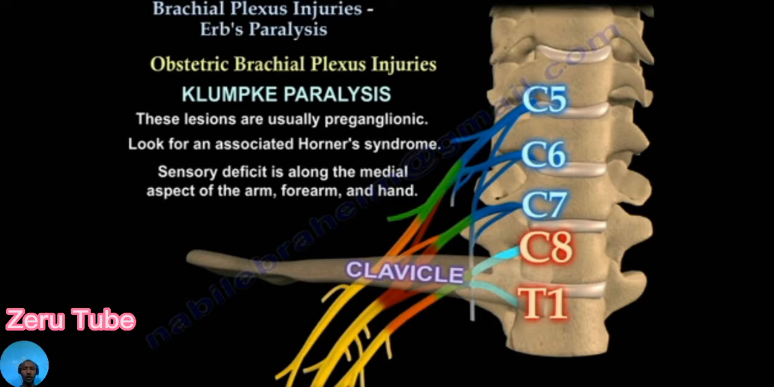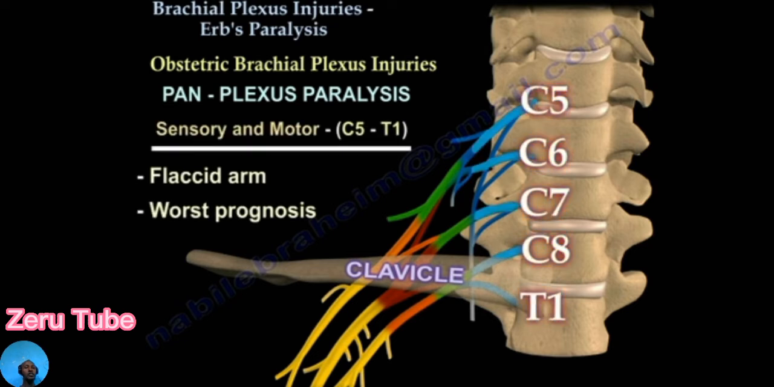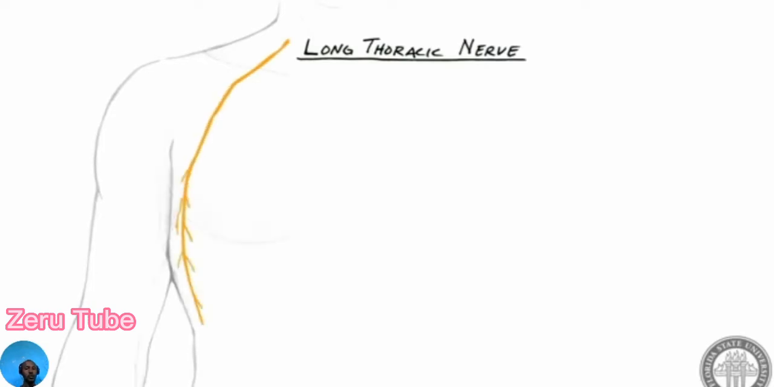So the sensory deficit is along the medial aspect of the arm, the forearm, and the hand. So the total paralysis can have a flaccid arm. Note the flaccid arm that ranges from C5 up to T1, and it has a bad prognosis. Let us see about the long thoracic nerve.